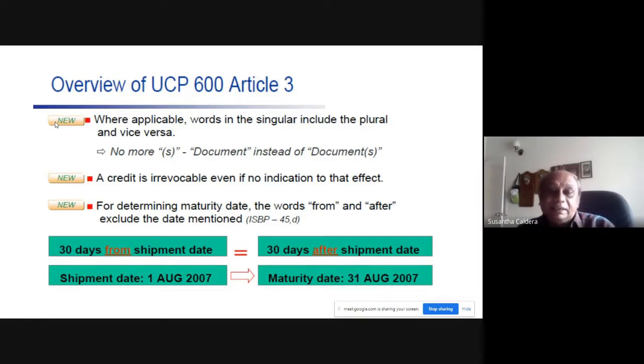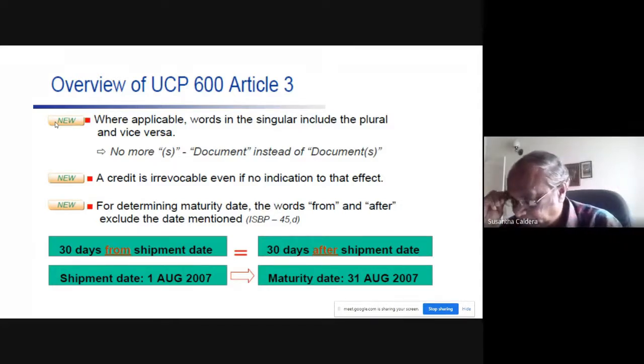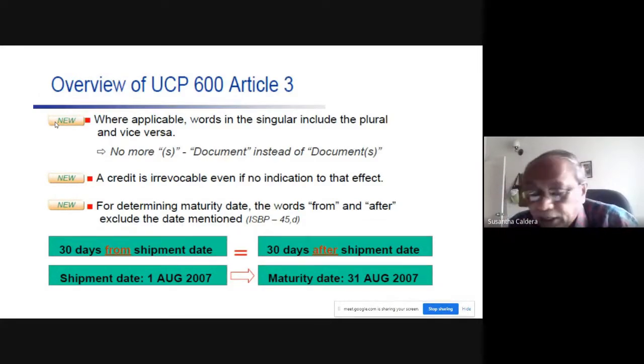The credit is irrevocable even if there is no indication to that effect. How? Interpretations in Article 3 say it: a credit is irrevocable even if there is no indication to that effect.